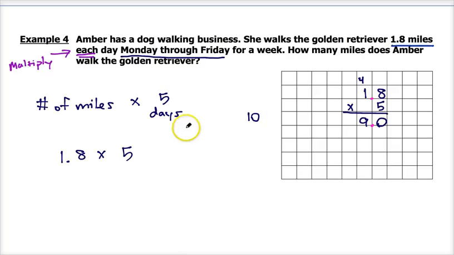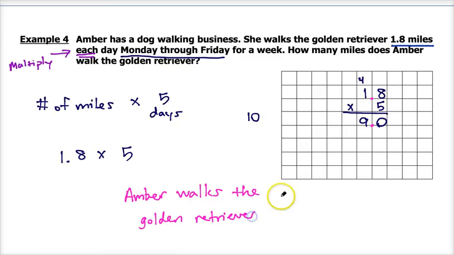Anytime you have a word problem, I'd like you to answer that in a complete sentence. Complete sentences start with a capital letter and end with a period. So we could say, Amber walks the Golden Retriever, or you could just say the dog, 9 miles.